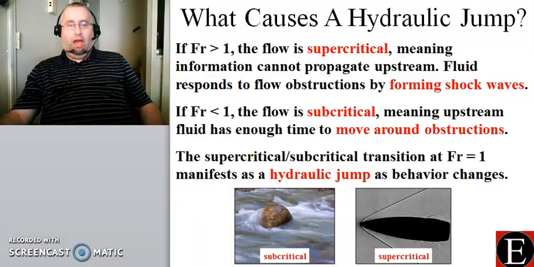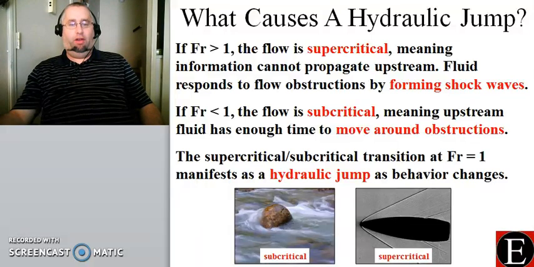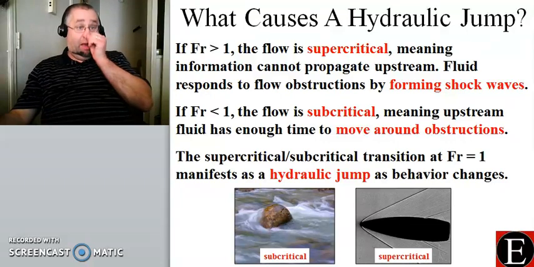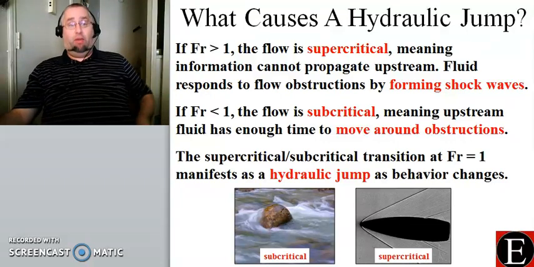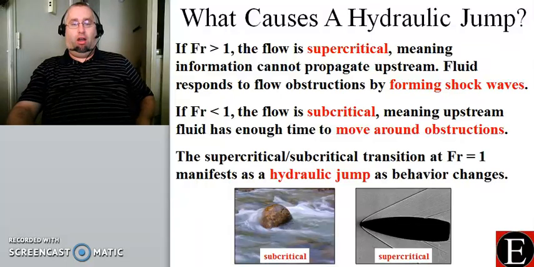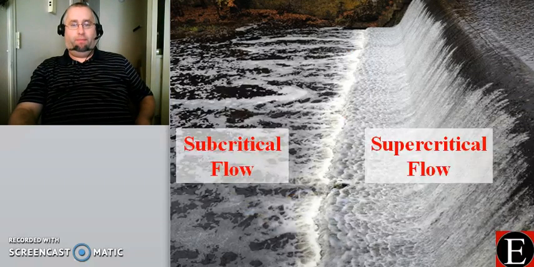Now, the third regime is where Froude number equals 1, and that's essentially the transition between subcritical and supercritical flow. And it's at that regime transition between these two different types of fluid flow where we see hydraulic jump behavior. So that's essentially the explanation as to why hydraulic jumps form. They are the barrier between subcritical and supercritical flow in a flow field.